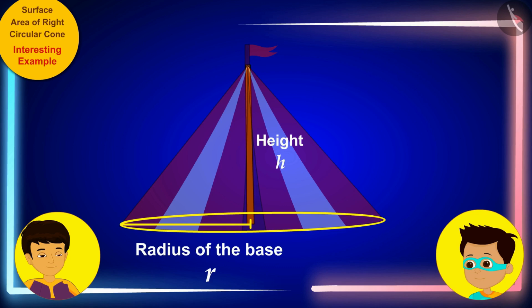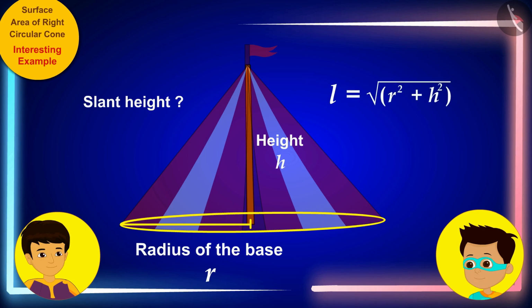But tell me, Thomas, how do we find the slant height of the tent? Don't worry, that is also very easy. Don't you remember that we can find the slant height of the cone by writing the measurements of the radius of its base r and the vertical height h of the tent in this formula? Oh, yes, and the height of the tent is equal to the height of the bamboo.